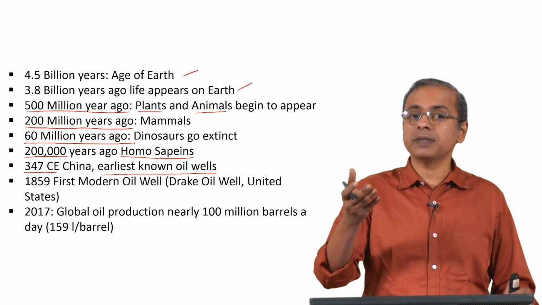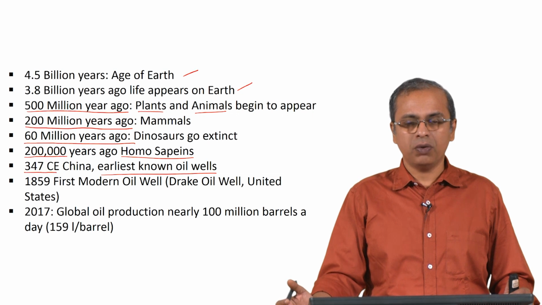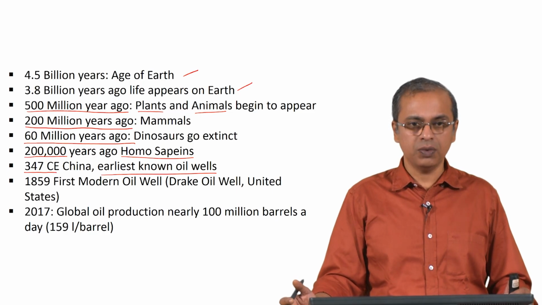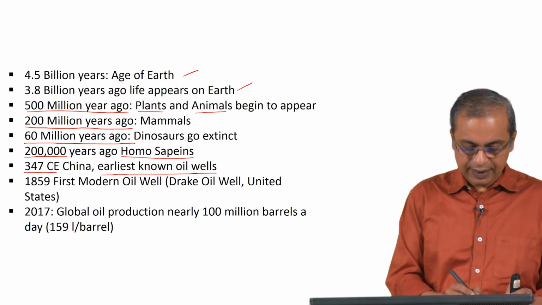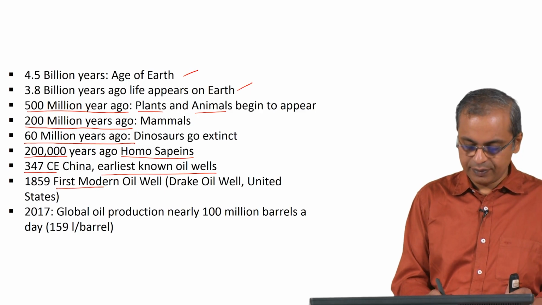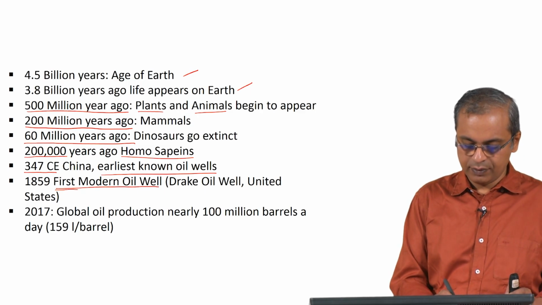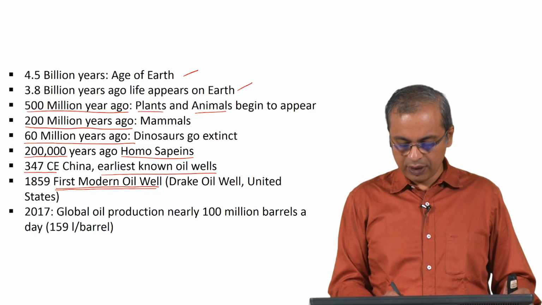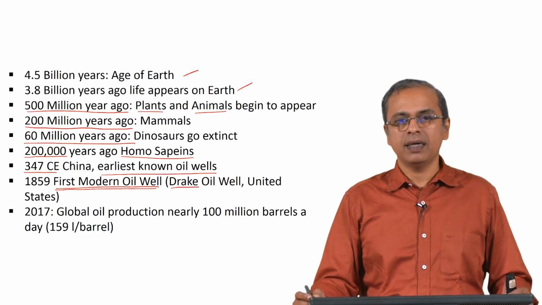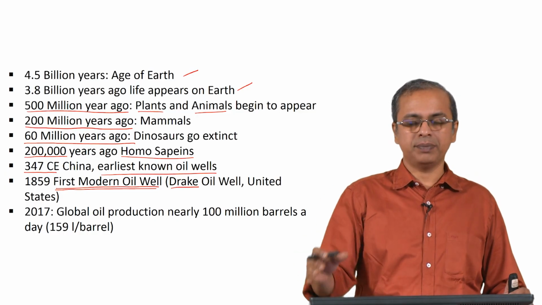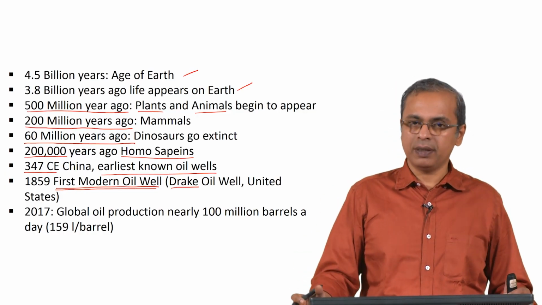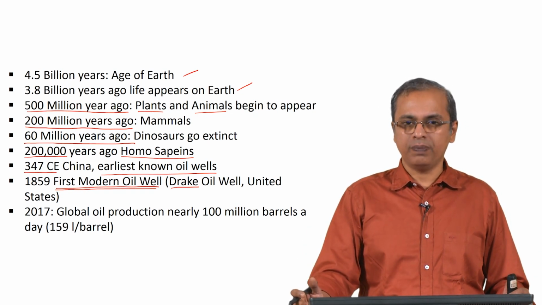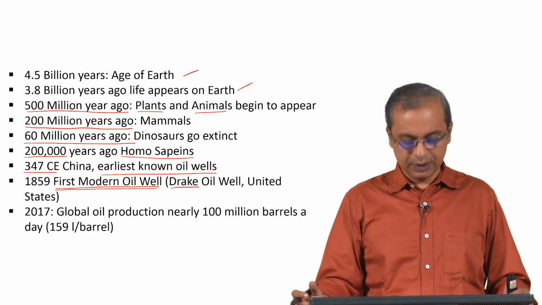If you come down to something much more recent, 1859, that is less than 200 years ago, just about 150 years ago, you are looking at what is considered the first modern oil well. It is referred to as the Drake oil well, named after the person Drake, who was instrumental in setting it up. It is considered modern in the sense that it did not use primitive tools. They did a serious bit of drilling to go much deeper into the earth and pick up this oil.